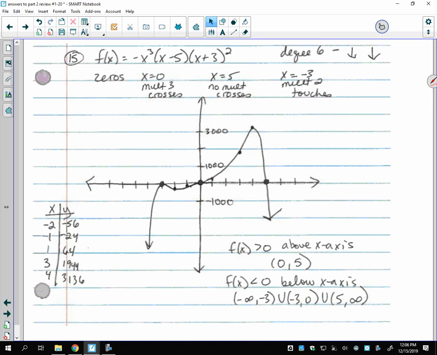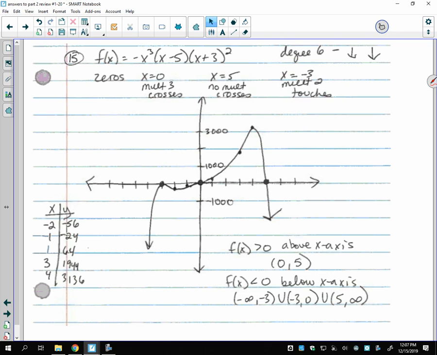I only picked points in between my zeros, and so you can see here's my XY chart that I made. I plugged in -2. I plugged in -1, and I got -56 and -24. I plugged in 1, and I got 64. I plugged in 3, and I got 1944. And I plugged in 4, and I got over 3,000.